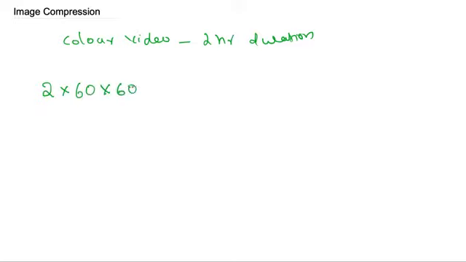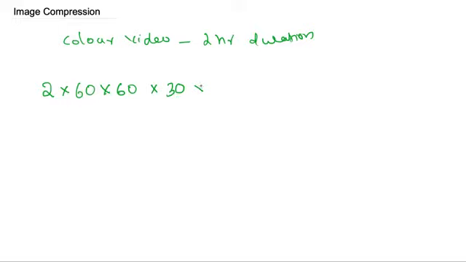a color video of 2 hour duration. We know that each hour is 60 minutes and each minute is 60 seconds. So the total time of the video will be around 2 into 60 into 60 seconds. Now suppose that the video is changing the frame at a rate of 30 frames per second, which means that the video is actually showing 30 different frames in every second.